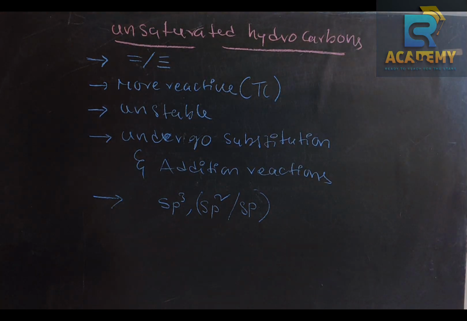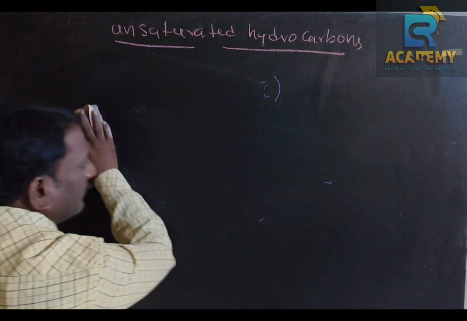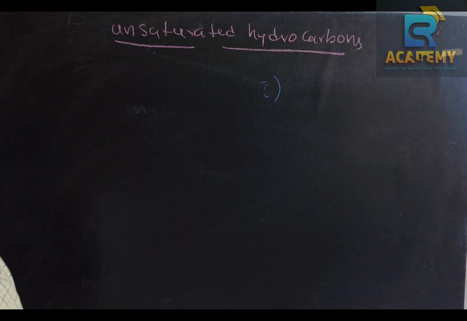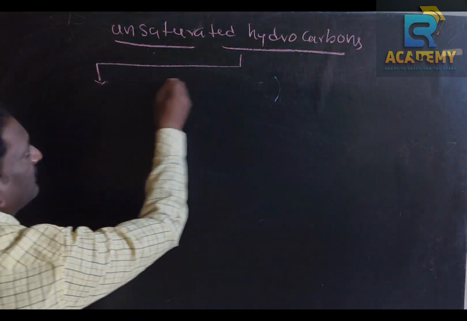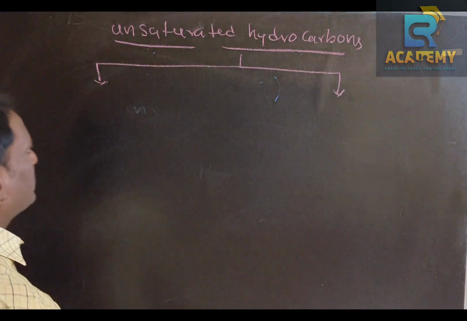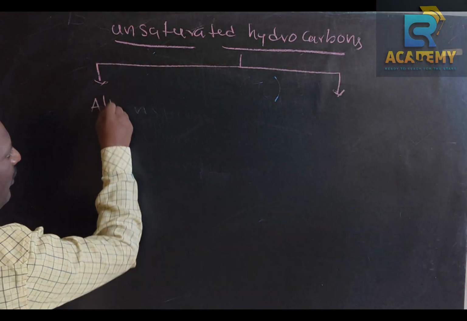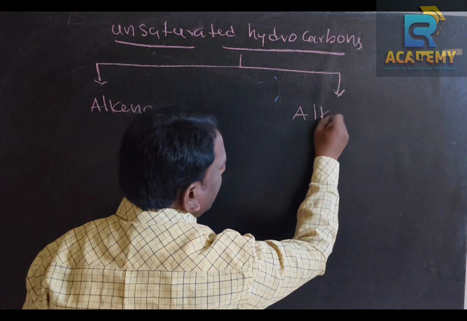Make a note. Next one. Based on the bonds between carbon, they are again classified into two types: alkenes and alkynes.